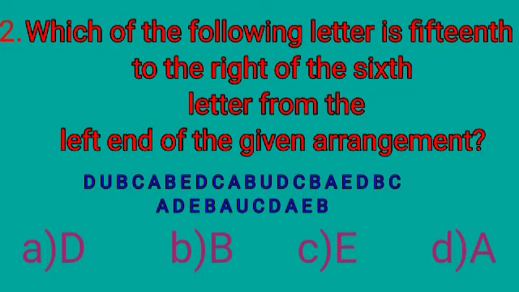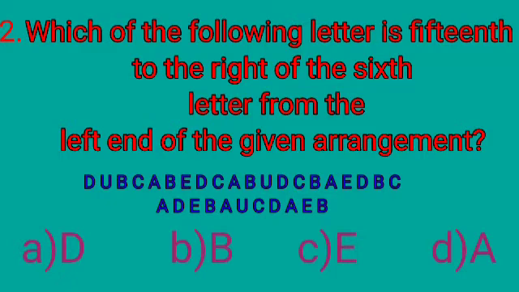Second one, which of the following letter is 15th to the right of the 6th letter from the left end of the given arrangement? Here D, U, B, C, A, B, E, D, C, A, B, U, D, C, B, A, E, D, B, C, A, D, E, B, A, U, C, D, A, E, B. First D letter is left end, last B letter is right end.